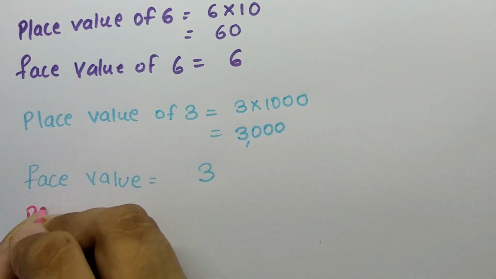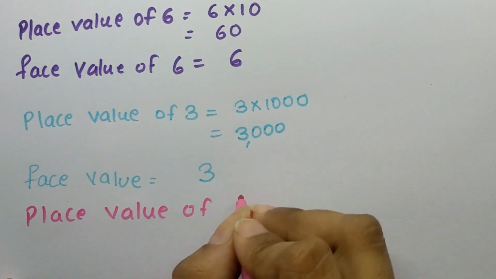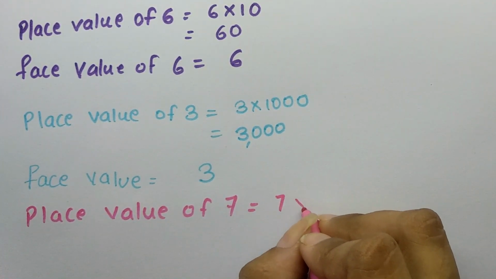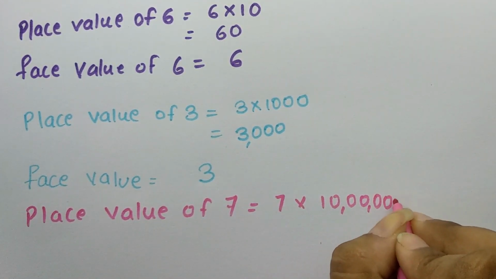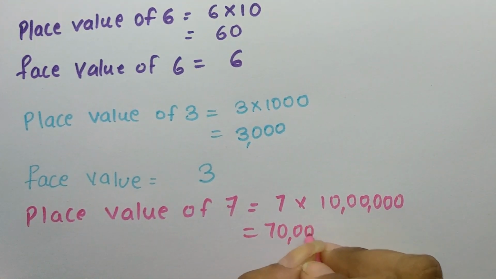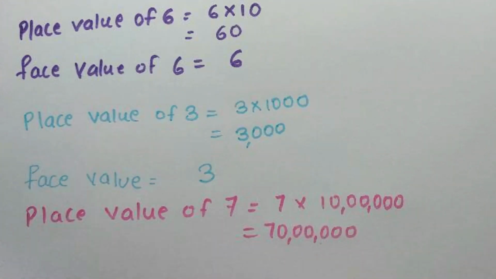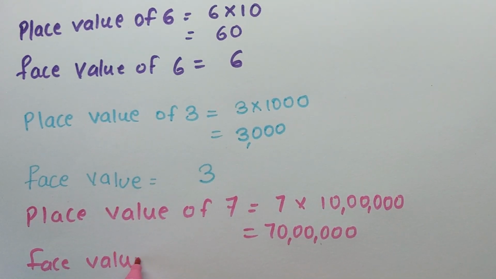The next digit is 7. It is in 10 lakhs place. So I will write it either as 7 multiplied by 10 lakh, or I can write it as 7 ten lakhs, or as 70 lakh. The face value will be 7 itself.